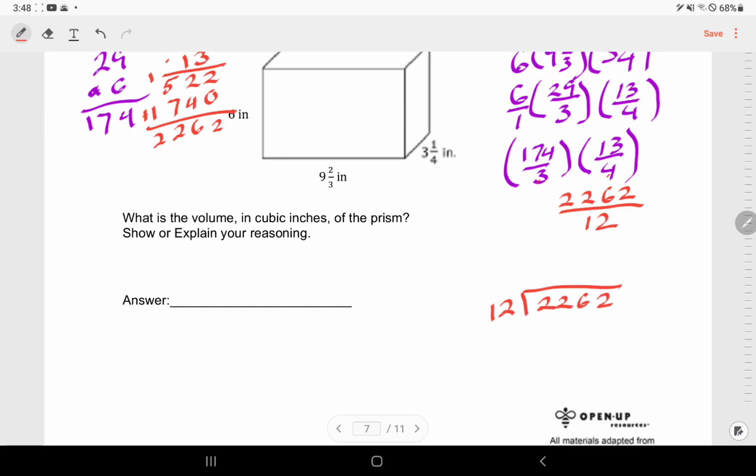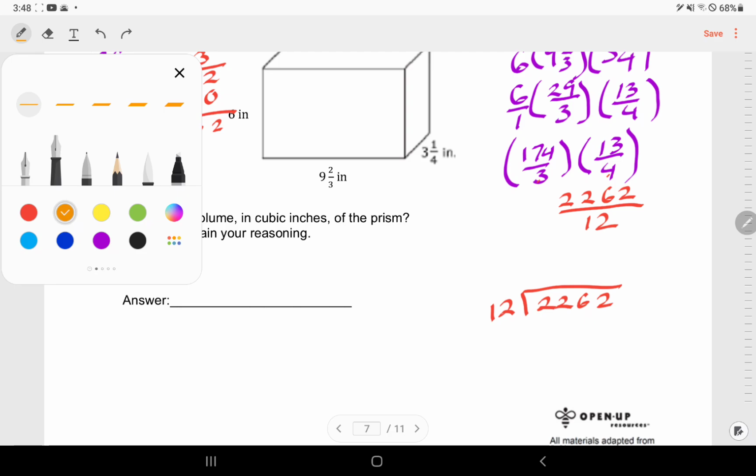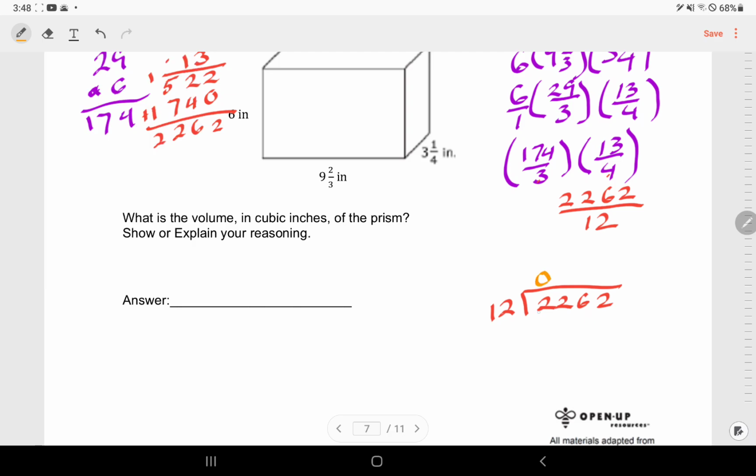Well, 12 doesn't go into 2. Now, let's switch colors. 12 doesn't go into 2. 12 goes into 22 one time. So 1 times 12 is 12. When I subtract, and it's important, line it up correctly. So 2 minus 2 is 0. 2 minus 1 is 1. Bring down the 6.